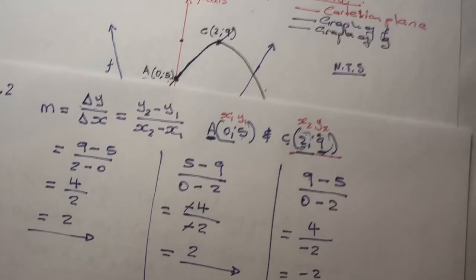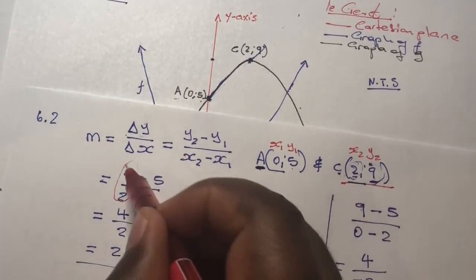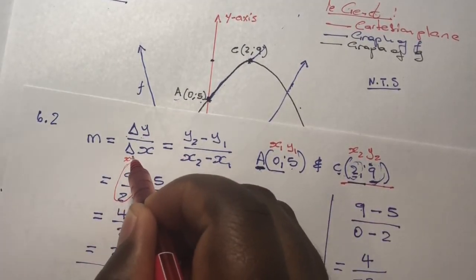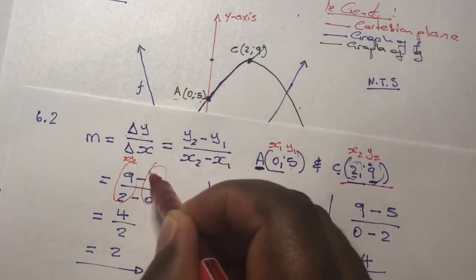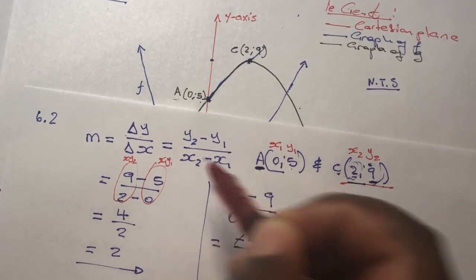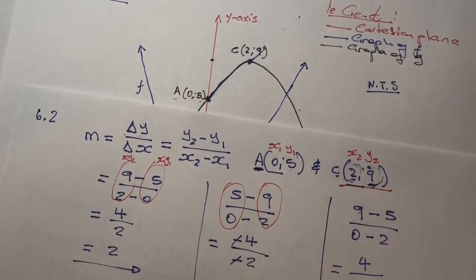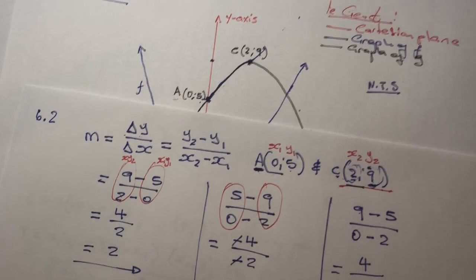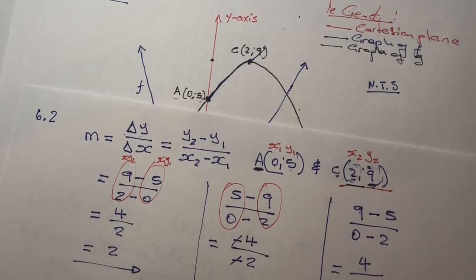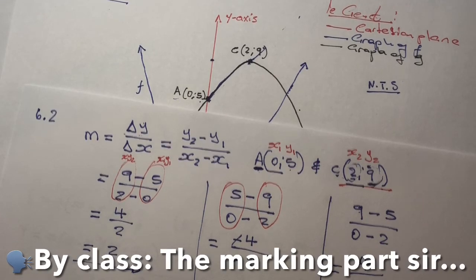So I think I've just noticed something. So this becomes your x2 and y2, and this becomes your x1 and y1. So these are your second values, these are your first values. So what else am I missing? I think that's all for this question.